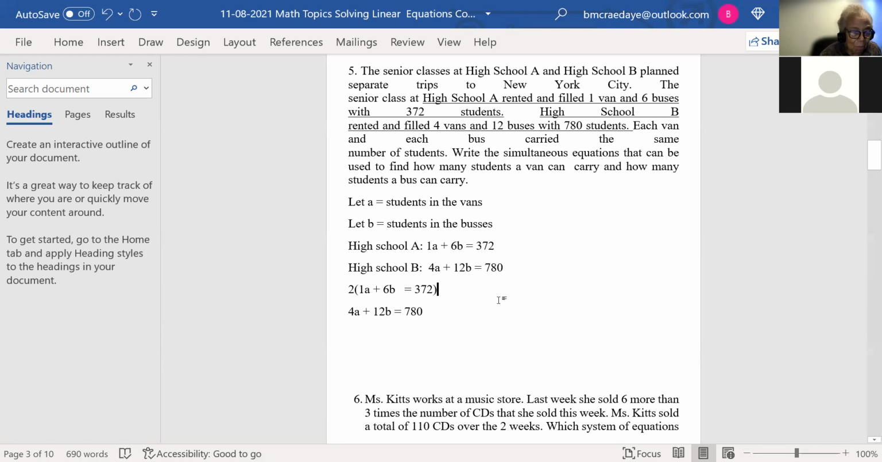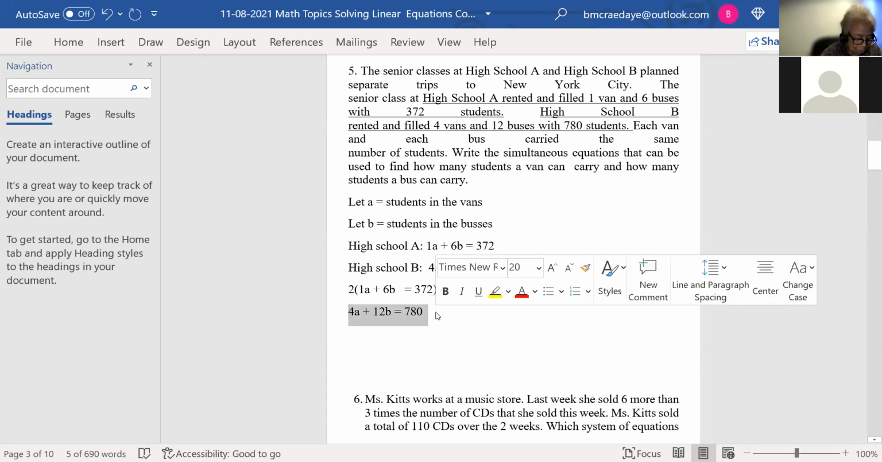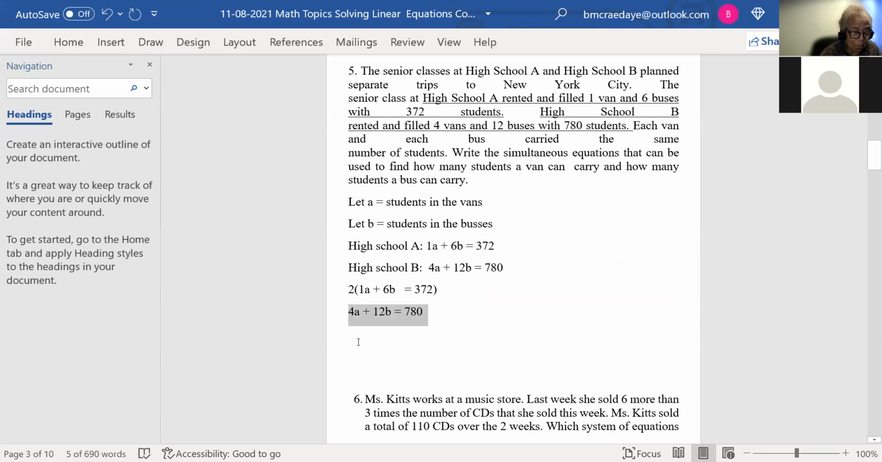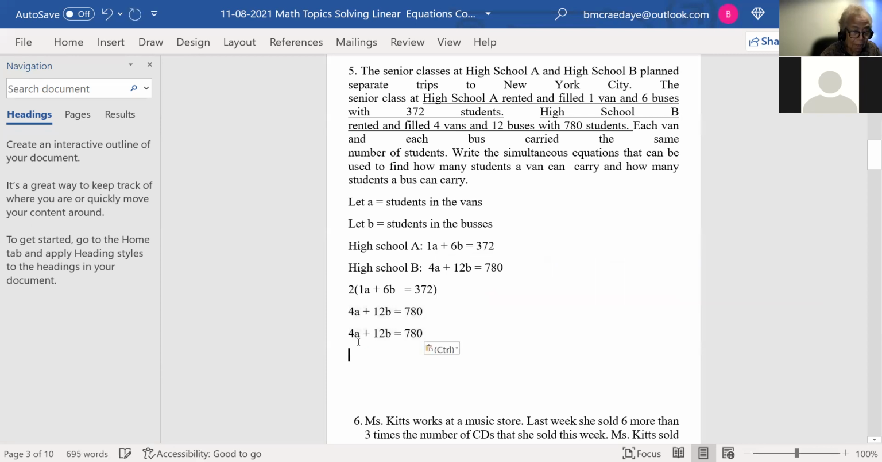Now, Maureen, what does that give you? 2 times 6 would be 12. Okay. And what would this be equal to when I multiply the whole equation by 2? What's 2 times 1A? 2A. That's it. Very good. 2A, right? What's 2 times 6B? 12B. That's it. Very good.